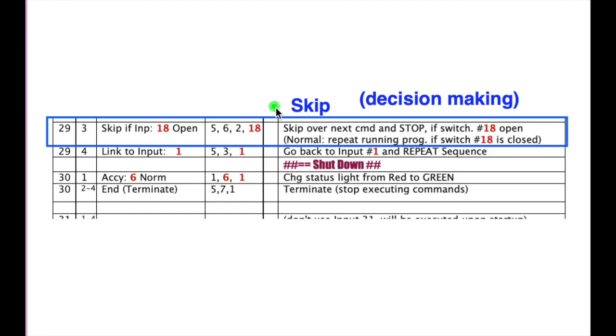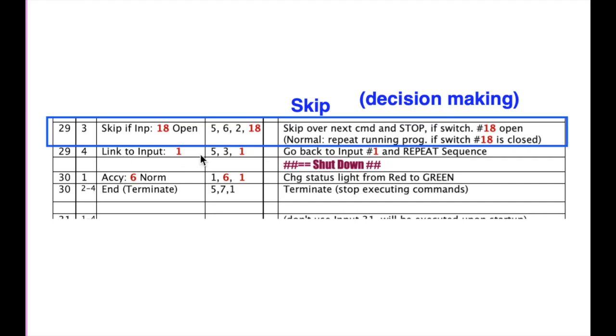Finally, there's a skip command we can mention, which is basically a decision-making command. Let's say above this, we've been doing some routine like we talked about a minute ago. We come down to this statement, skip if input 18 is open. That can typically be a toggle switch or a knife switch or something like that. And it takes us one way or the other depending upon the condition. In this case, if input 18 is closed, it won't skip that statement.